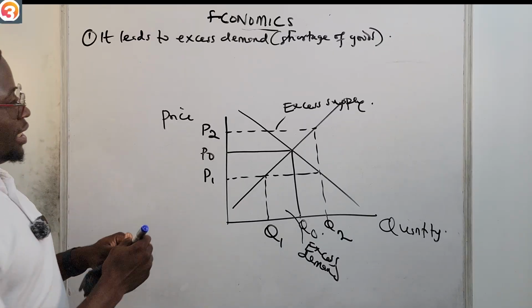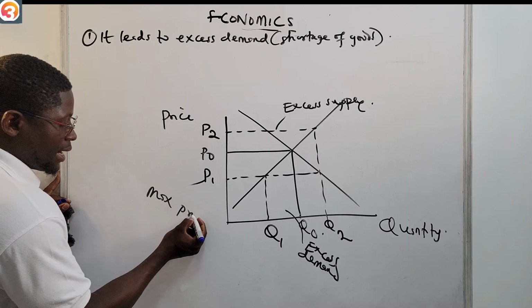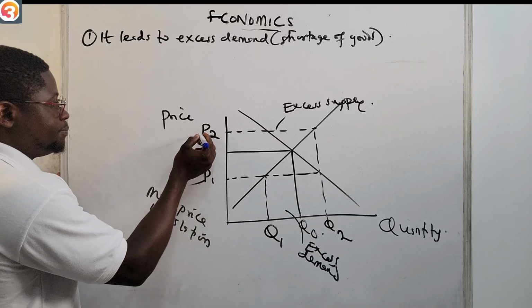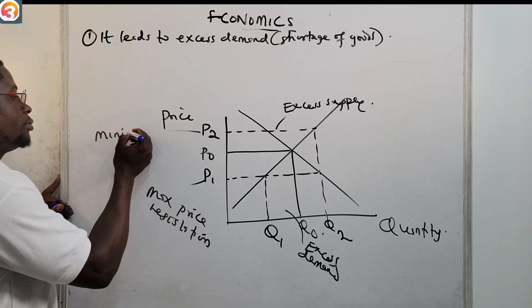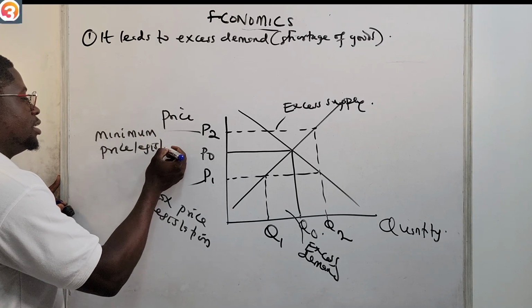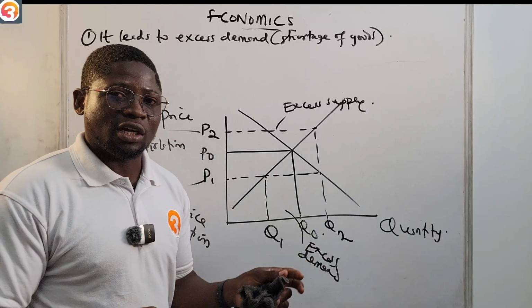So this P1 is maximum price legislation, and this P2 is minimum price legislation. You will see a question that borders on this graph. Very soon we'll start talking about past questions.